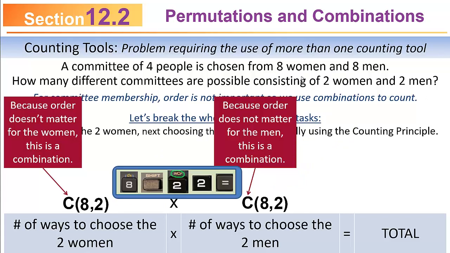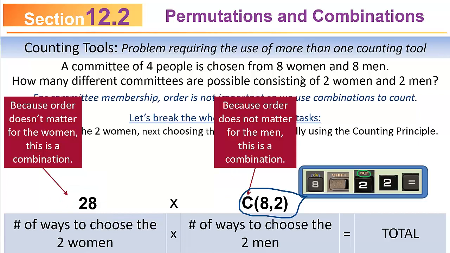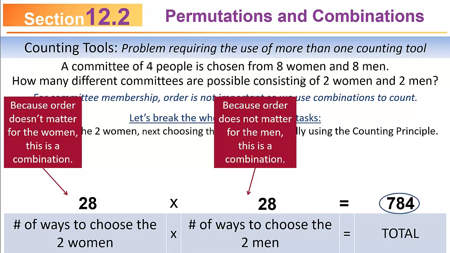So now we've got to calculate the combination of 8 things taken 2 at a time. Well, that is 8, shift 2 for combination, press 2 because that's the r, and hit equal, and that gives you 28. And just by happenstance, notice that the other combination is also a combination of 8 things taken 2 at a time. So it turns out that that's also going to be 28. Doesn't have to be the same, but in this case it is. So there are a total of 28 times 28, which is 784 different ways you can choose 2 women and 2 men to be on a committee if there are 8 women and 8 men to start with.